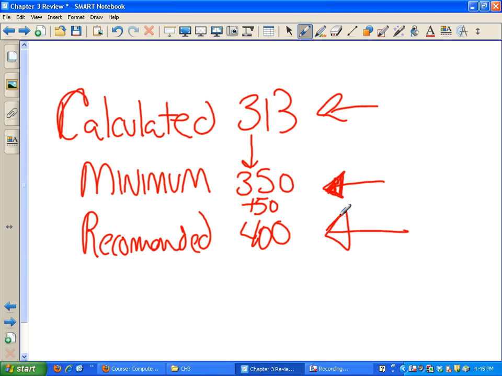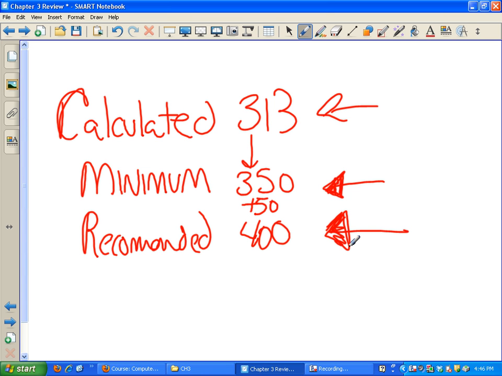Okay, 400 watts. So there's calculated, which is what you get off of the website or what you get out of the paper by doing it by hand. You round up to the next 50 to get the minimum, because that's what you're really going to find. You're not going to find a 313. You're going to find a 350. And then you're going to add 50 on top of that for what I'm calling the recommended power supply. These are my recommendations, but that's what I'm testing you on. And why do I add 50?